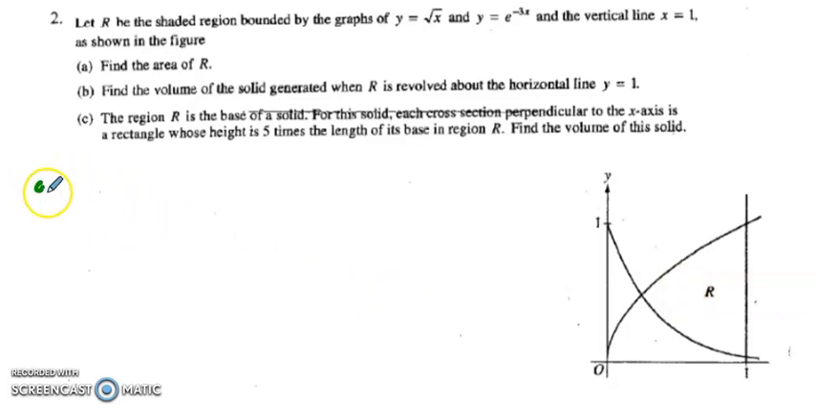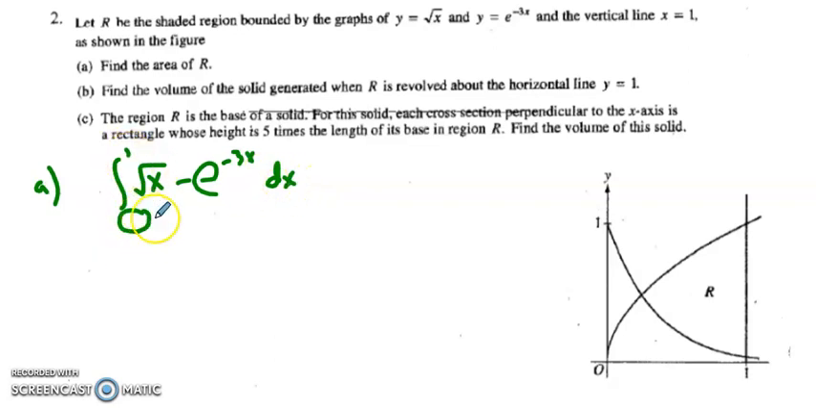So for that one, what we have to do is integrate top curve, which is the square root of x, minus bottom curve, which is e to the negative 3x, dx. And we know that the right-hand limit of integration is 1. We do not know the left-hand limit of integration. We're actually going to have to find it.